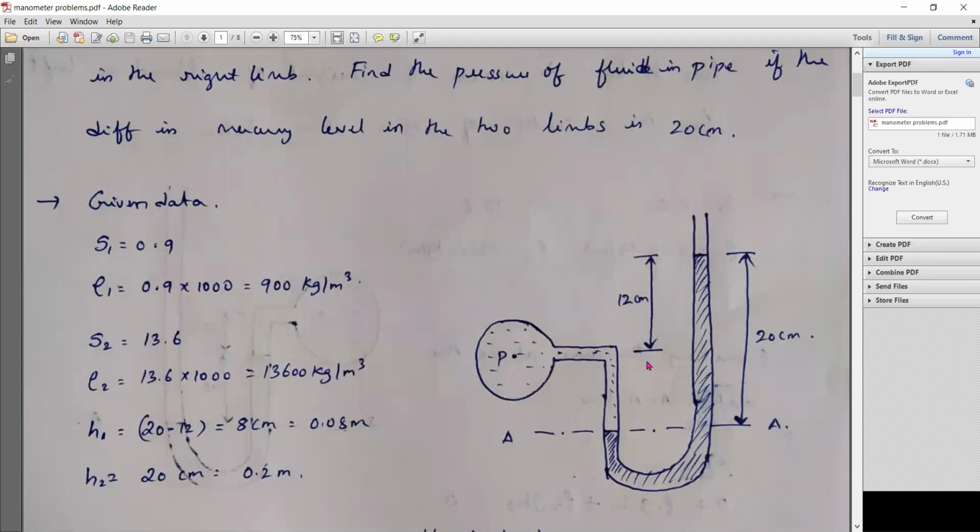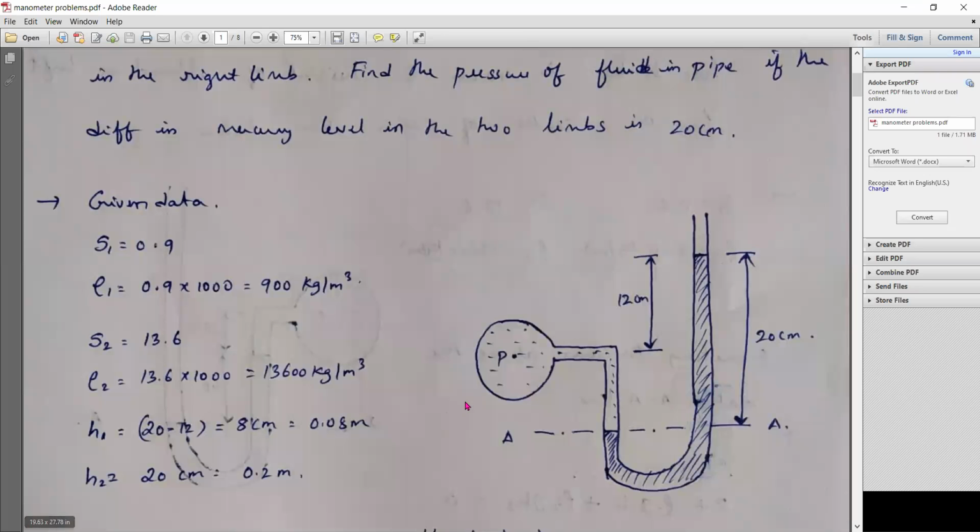So what is the value here? Can anyone tell? What is the height here in the left limb? 8, sir. 8. Since the total is 20, if you do 20 minus 12 you will get the remaining length here, 8 centimeter. Okay. That you can show in the figure also. Show the 8 centimeter here. That is 20 minus 12. Here I have written, see here, H1.